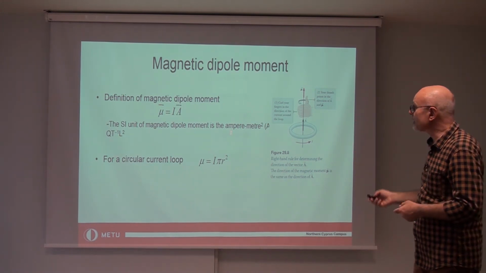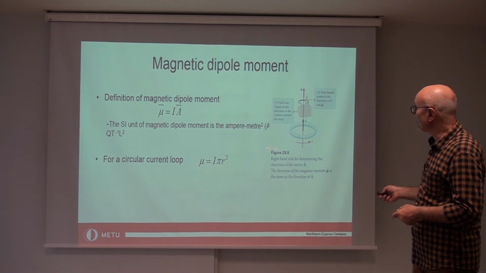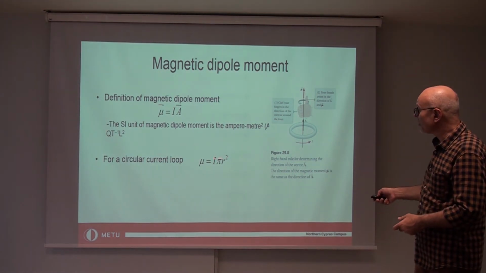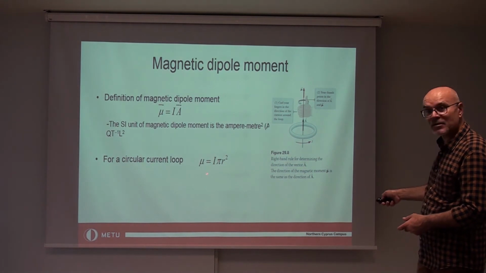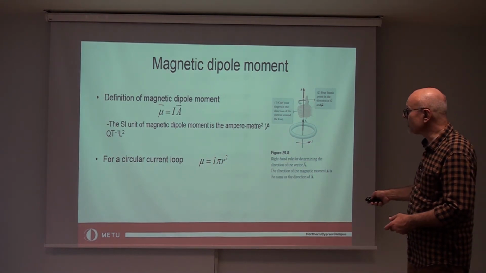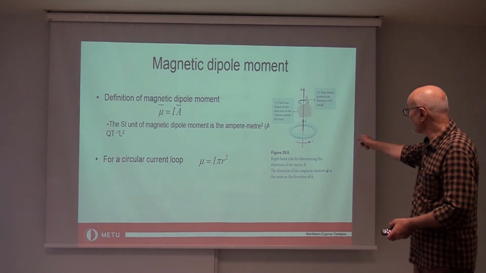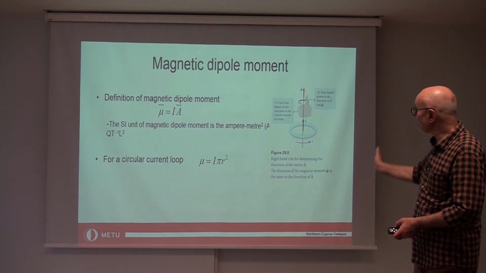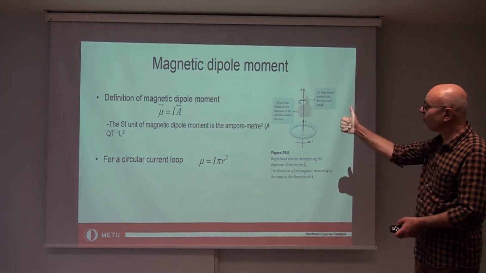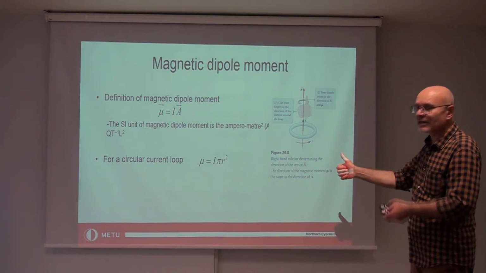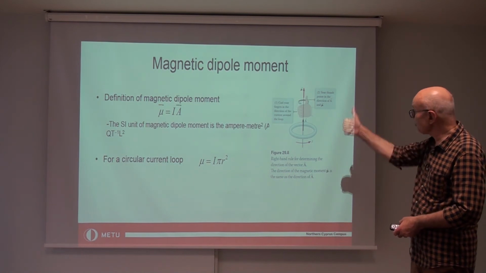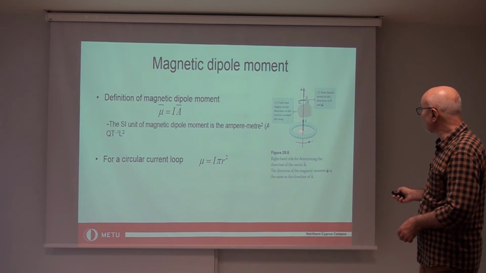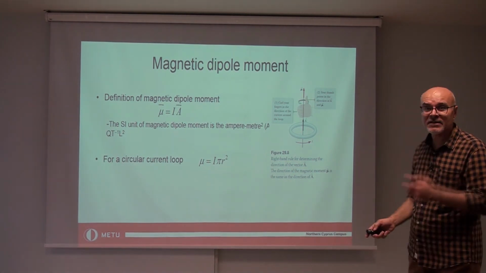For the special case when the loop is a circle, a ring, the area is pi r square and I, so this is the magnitude. What's the direction? For example, in the example shown in the figure, the current is flowing in this direction, so the area vector, and so the dipole moment, is upwards. So the magnetic dipole moment, as you can see, is pointing in this direction, okay?